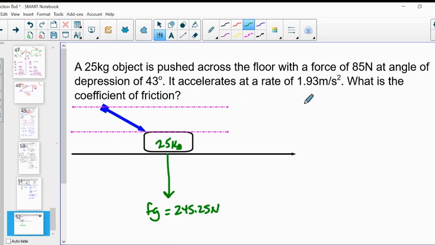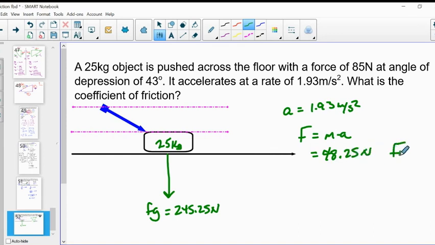What else do we have? I know that it is accelerating at 1.93 meters per second squared. And since I know that my force is mass times acceleration, I can find that my force is 48.25 newtons. And this really is my F net, my overall force. So I've used this number here.